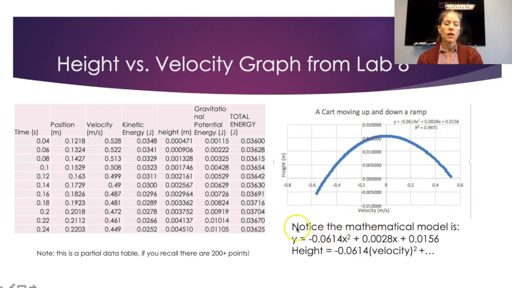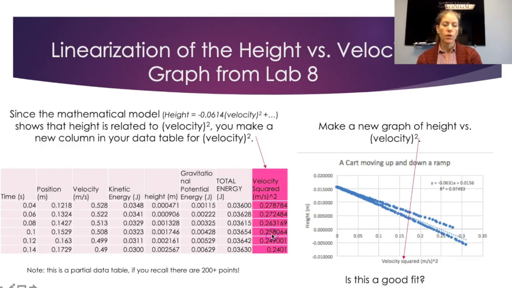Okay, so looking at that first part of the mathematical model, you've got the y to the x squared, and the other terms are not so important. We're really looking at the biggest term, this x squared. So when we go back to our data table, we're going to do velocity squared. We're going to take this column and square it and make a new graph where on the x-axis we plot velocity squared. So we're only manipulating our independent variable to check this. The y variable, the dependent variable, doesn't change.